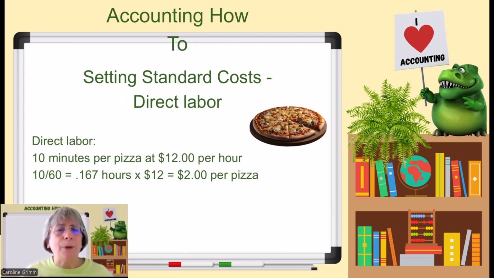And then let's talk about the labor. So we are estimating that it's going to cost us $12 per hour, and it takes 10 minutes per pizza. So we're estimating that it takes 10 minutes to make a pizza, and the rate that we are currently paying is $12 per hour. So we're going to take 10 minutes over 60 minutes to come up with the portion of an hour that it takes in order to make a pizza. So 0.167 hours times $12 per hour. So it costs us in direct labor $2 per pizza.